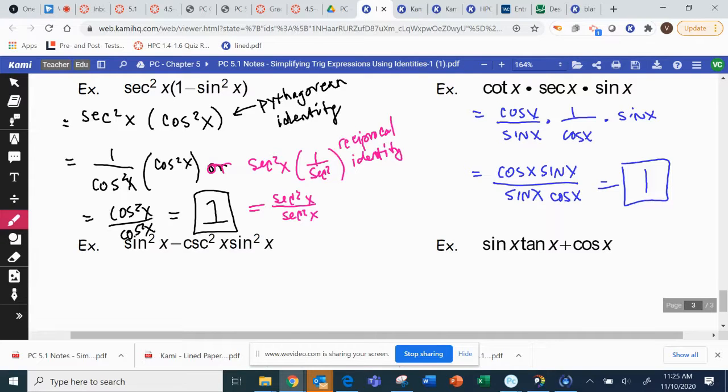So for this one, I took cotangent and I made it cosine over sine. I took secant and I used the reciprocal identity, 1 over cosine, and sine I just left. So I changed everything into cosine and sines. So that's like what I know the best. And because I changed everything into cosine and sine, then I multiplied it together, then I got the exact same thing on the top and the bottom, which is 1. Does anybody do this move in a different direction?